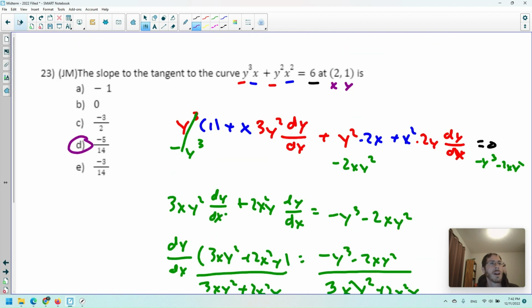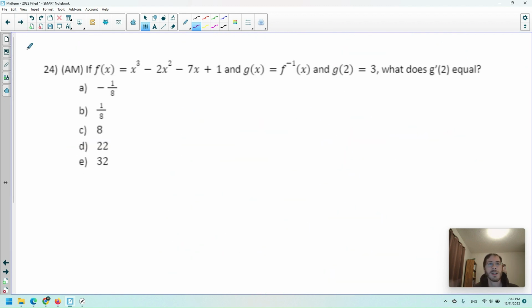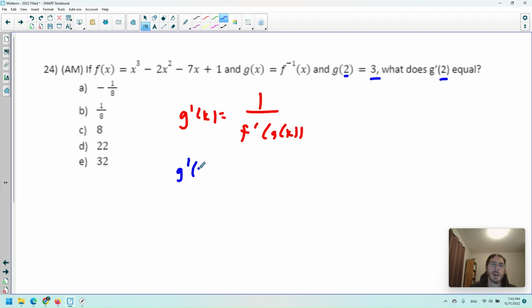Very nice. All right. Next one, 24. We've got x. F of x is x to the third minus 2x squared minus 7x plus 1. G of x is the inverse, and g of 2 is equal to 3. We have to find out what g prime of 2 is. So we have to remember our inverse formula. G prime of x is 1 over f prime at g of x. So we have to find g prime of 2. So g prime of 2 is 1 over f prime at g of 2. So that's 1 over f prime. G of 2 is 3, so of 3.